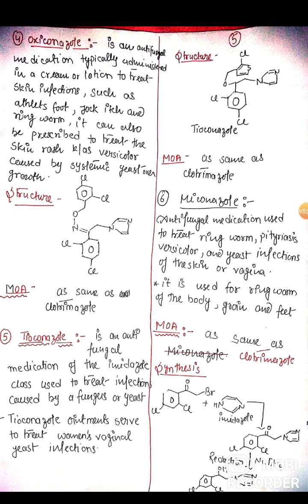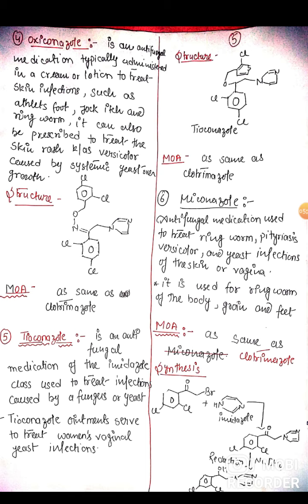Miconazole. Next, an antifungal medication used to treat ringworm, pityriasis versicolor and yeast infection of the skin or vagina. It is also used to treat ringworm of the body, groin and feet. The mechanism of action is also to inhibit the enzyme alpha demethylase. By inhibiting the enzyme alpha demethylase, it stops the synthesis of ergosterol from lanosterol and ultimately produces the fungicidal or fungistatic effect.